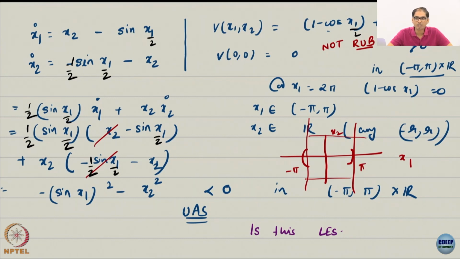x1 by 2 has to be what? 2n pi. 2n pi, is that correct? Okay, so 4n pi. Or if you think of it as plus minus, then it is plus minus 2 pi. So basically this set will become minus 2 pi to 2 pi.